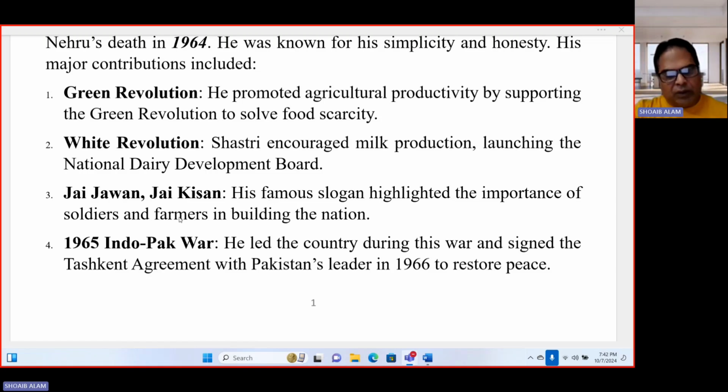Now, the fourth important contribution of Lal Bahadur Shastri is that when the Second Indo-Pak War was fought, in the year 1965, he was the Prime Minister. It was under his leadership that we won the Second Indo-Pak War, and he was the one who signed the Tashkent Agreement with Pakistan's leaders in 1966 in order to restore peace.